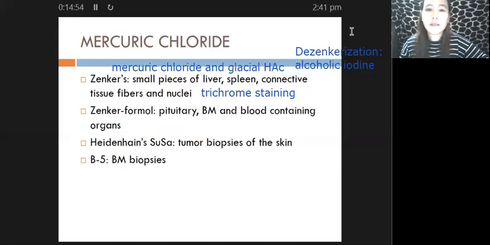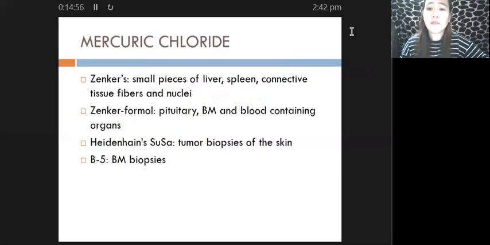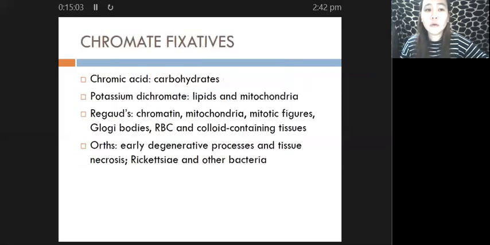Okay, so those are the different mercury chloride-based fixatives that we can use in the laboratory. All right, so now let us move on to the different chromate fixatives. Again, for your chromate fixatives, we only have 4 also. And how are you going to know that it contains chromates? Very easy. Chrome, di ba? Chromic acid, potassium dichromate.